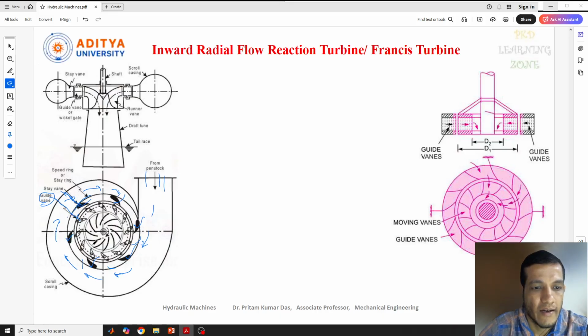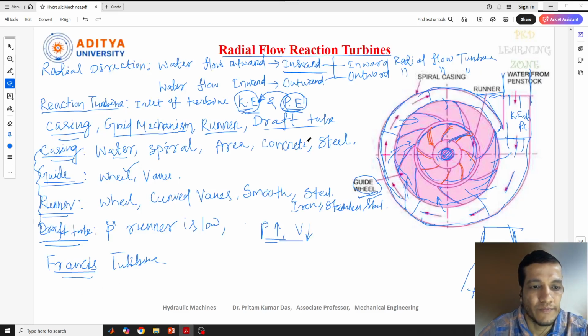Once the water goes inside, it impacts the vanes fixed on the runner here, and then it starts rotating. So this is the view of this inward radial flow reaction turbine, which is also known as the Francis turbine. The Francis turbine was invented by a scientist called J.B. Francis.